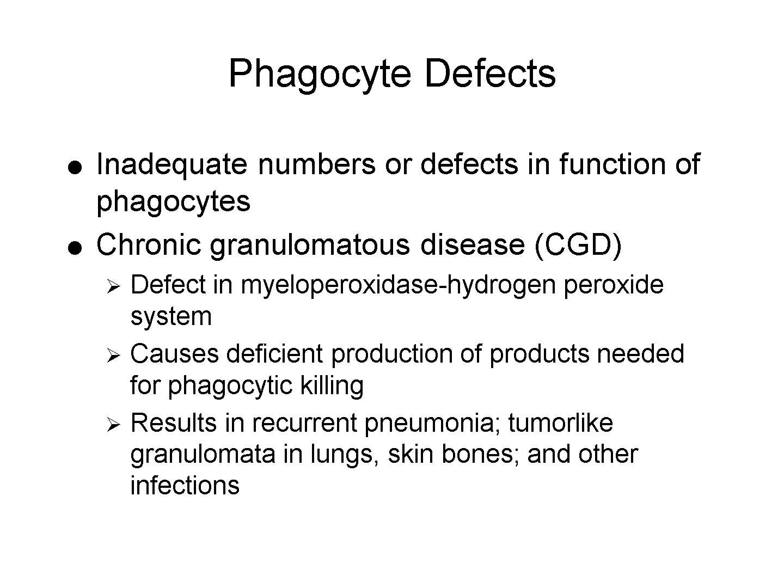Phagocyte defects impair the body's ability to clear pathogens through ingestion and destruction. These defects may involve insufficient numbers of phagocytic cells or abnormal function. Chronic granulomatous disease is a notable example, caused by a defect in the oxidative burst needed for microbial killing. Affected individuals suffer from recurrent infections, particularly pneumonia, and may develop tumor-like granulomas in the lungs, skin, and bones.